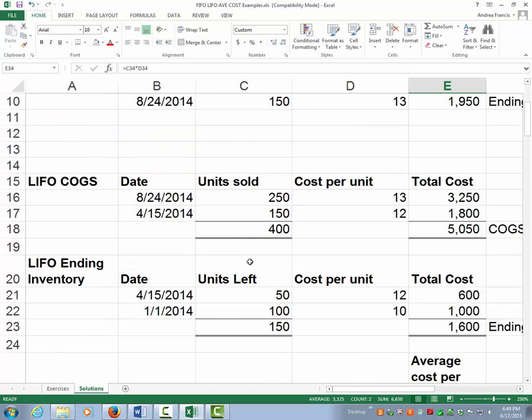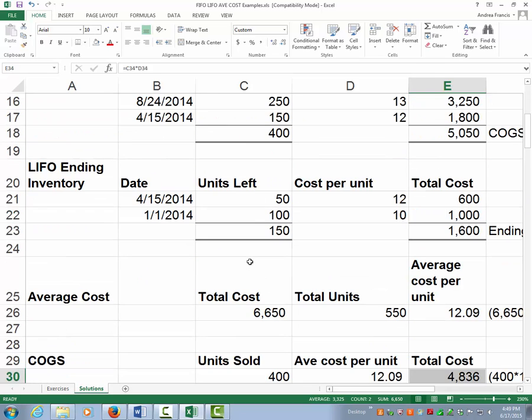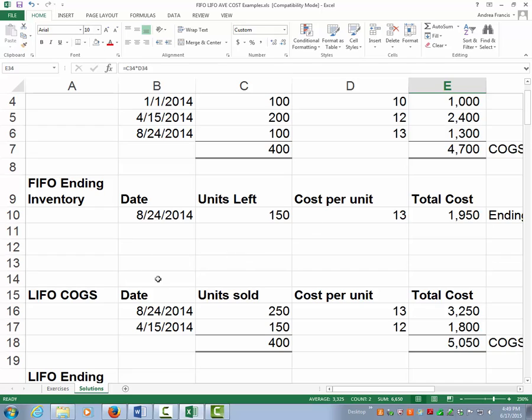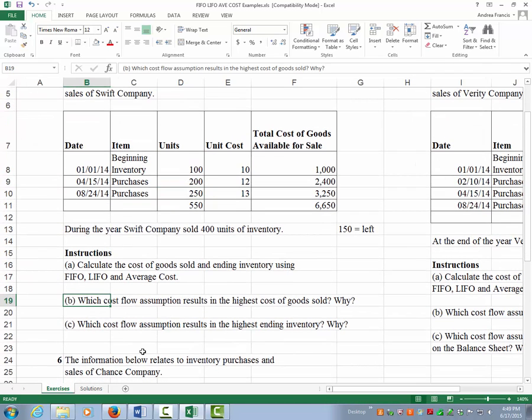A company can choose any one of these cost flow assumptions. The one caveat though, if a company chooses LIFO as its cost flow assumption, it also has to show in its financial statement what the numbers would have been if it had used FIFO, and it does that through something called the LIFO reserve.